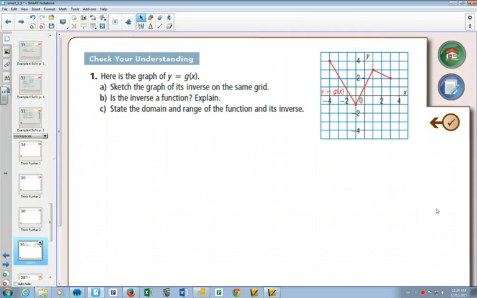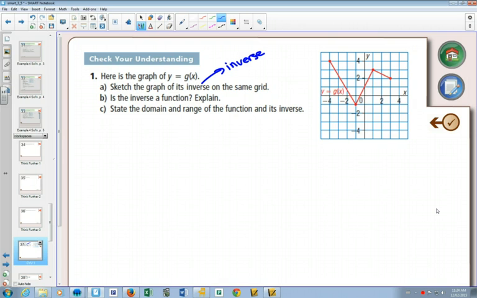So if we are given a graph, and this one is g of x, we're going to graph its inverse on the same grid. Notice here it does not say inverse function. It just says inverse, it doesn't say inverse function. In part B, they're going to ask us if the inverse is a function or not.